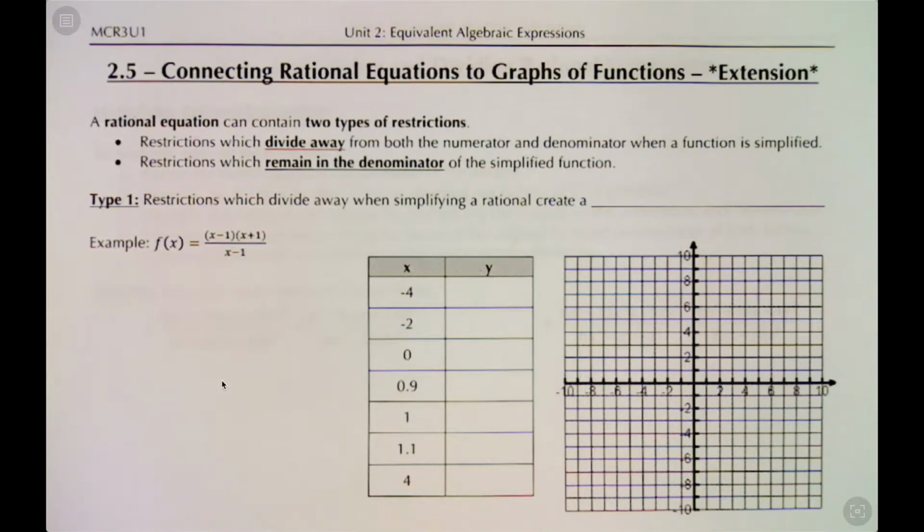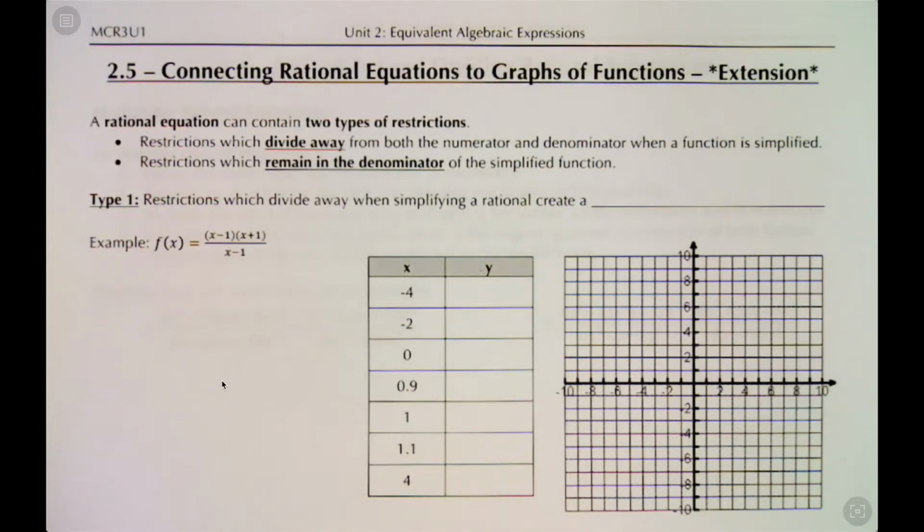Okay, this is lesson 2.5, connecting rational equations to graphs of functions. And this is an extension to some of the work we did in 2.4. So the point of 2.4 was to simplify some rational expressions, and through the simplification, you saw that some of the restrictions that appear in the denominator may divide away. Some of the restrictions may not divide away, and they may remain in the denominator. So the point of this lesson is to explore what those two restrictions behave like on a graph.